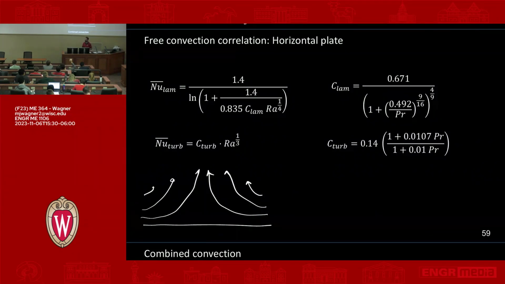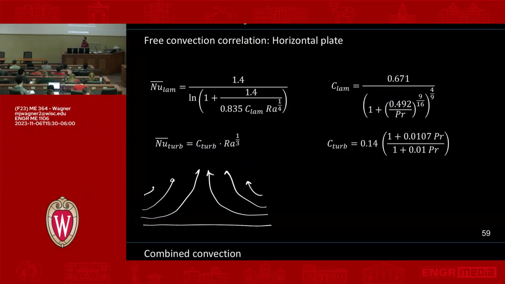How might I combine those? So I have two different correlations, one for laminar, one for turbulent. I don't want it to be the case that if I were to hit my transition, all of a sudden I have a completely different value, because when you're solving the problem, it's tough to deal with that numerically.